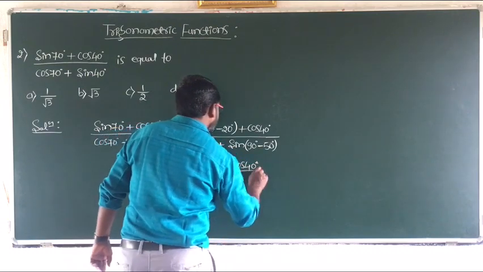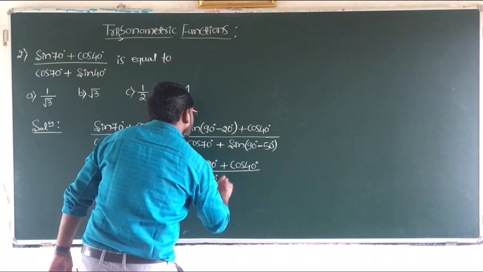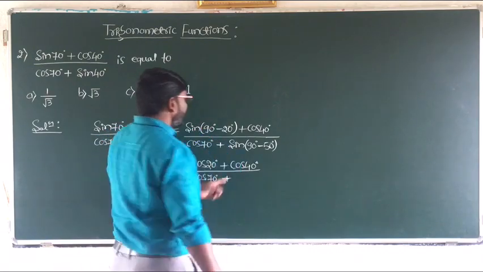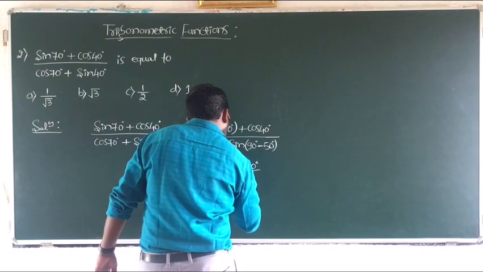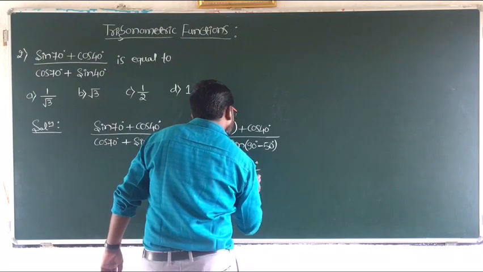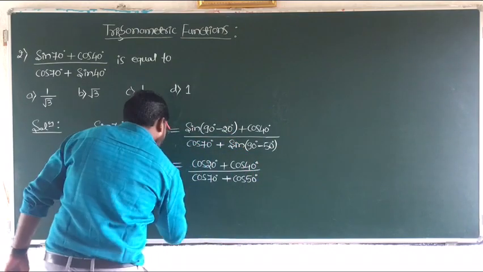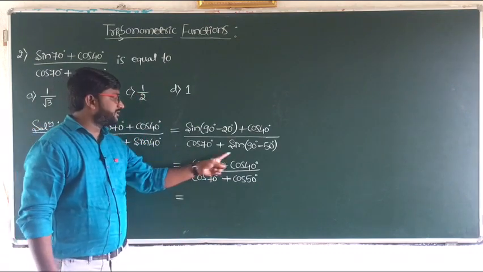divided by cos 70 degree plus, now again sine 90 minus a will be cos a, so cos 50 degrees. Here in the numerator and in the denominator we can apply the cos c plus cos d formula.